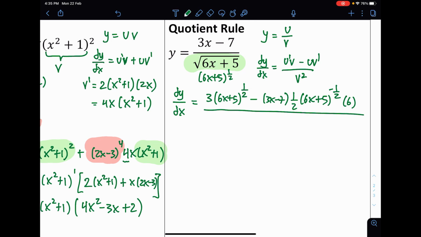Now (6x + 5) bracket power of half, you square them, you will just get a single 6x + 5. This is again some indices property. Power and power again, multiply the power. Power of half multiplied by 2, you get power of 1. That's why I just put 6x + 5. Good enough. Alright, so now let's just factorize the denominator.